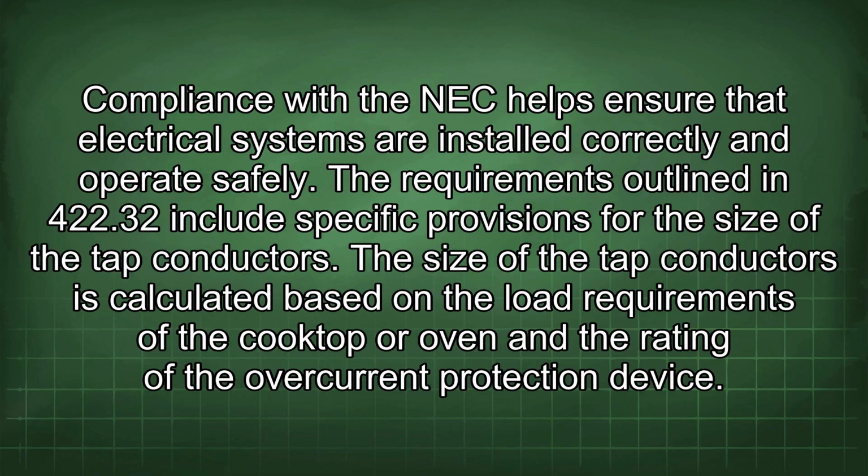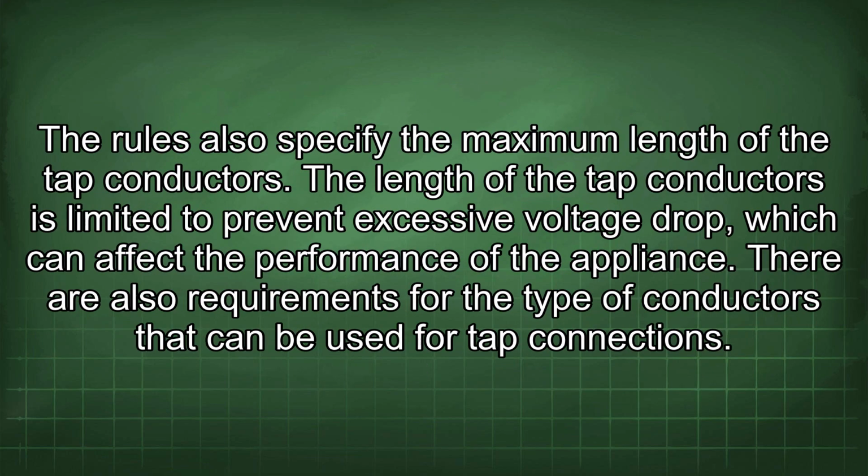The requirements outlined in 422.32 include specific provisions for the size of the tap conductors. The size of the tap conductors is calculated based on the load requirements of the cooktop or oven and the rating of the overcurrent protection device. The rules also specify the maximum length of the tap conductors.